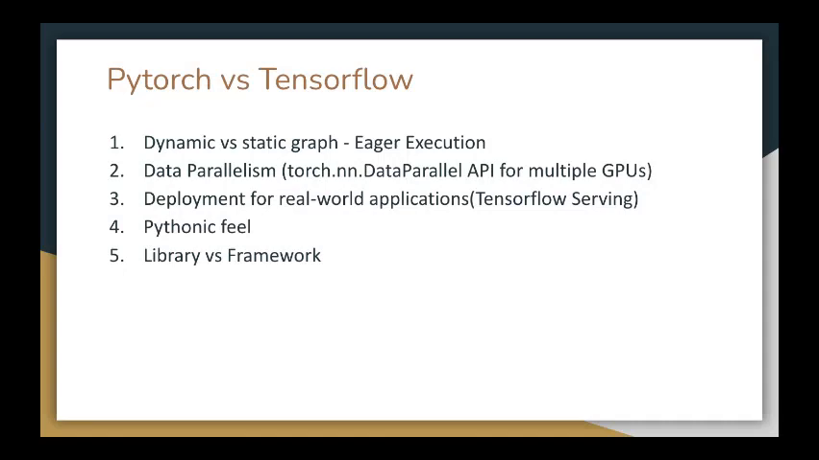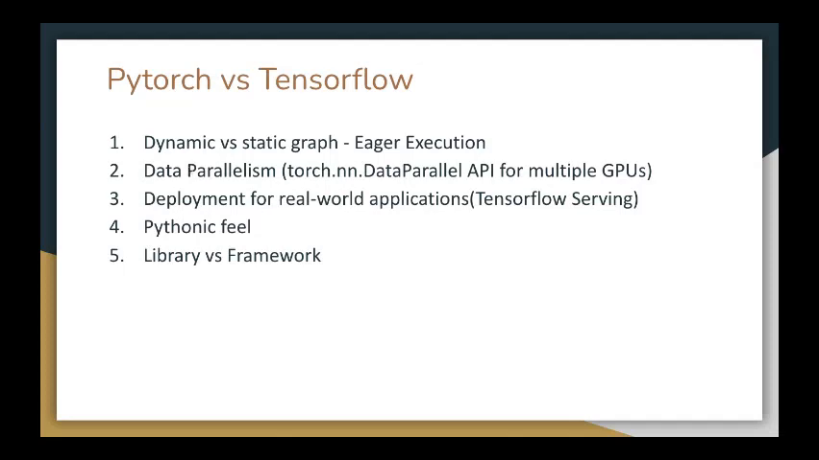So PyTorch, on the other hand, uses this dynamic graph. It builds a dynamic graph, which means that even in training, you can change your graph structure. You can change how operations are done, and it will adjust to it. This is one of the main differences between PyTorch and TensorFlow.